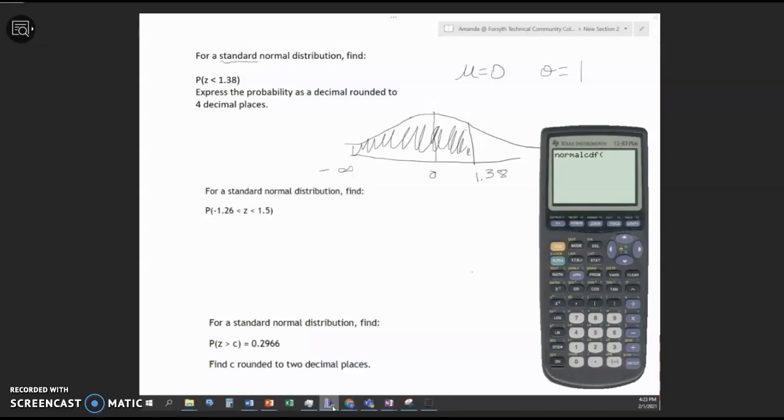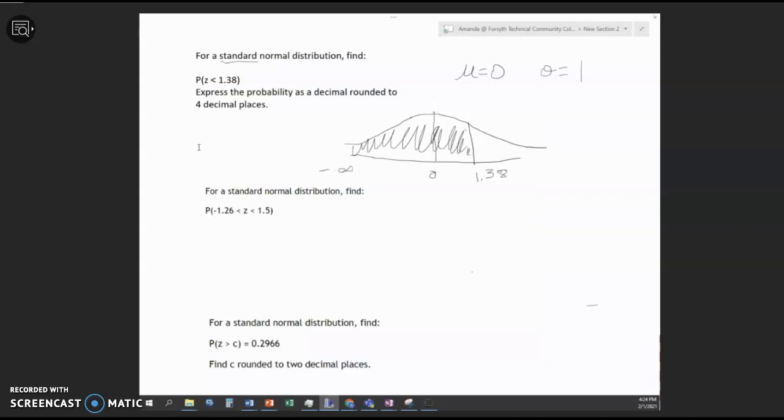Our calculator doesn't know what negative infinity is, so we have to tell it something else. I'm going to do a negative 1, and then this second comma, which is this little 2 e's right here, 1e to the 99, and that's what our calculator will think is negative infinity. Then our upper bound is 1.38. And so my area there is 0.9162. It says to round to 4 decimal places. 0.9162.